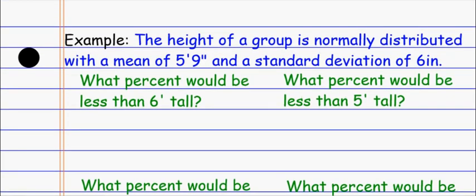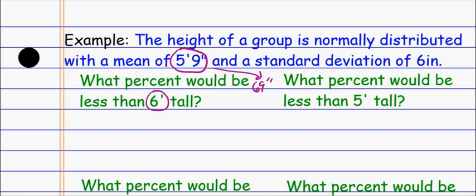If I look at something like this guy, really the key to an example like this, it says the height of a group is normally distributed with a mean of 5 feet 9 inches and a standard deviation of 6 inches. The thing that's going to make this a lot easier is if I kind of ignore the feet and inches and just do everything in terms of inches this time. Okay, so if I take this guy, 5 foot 9 inches is actually, let me write it off to the side here, 69 inches. But that makes all of this just a lot easier.